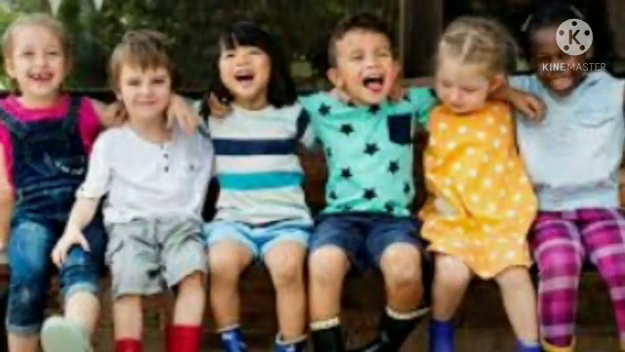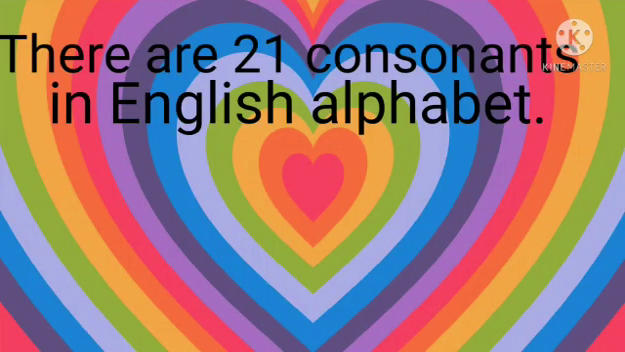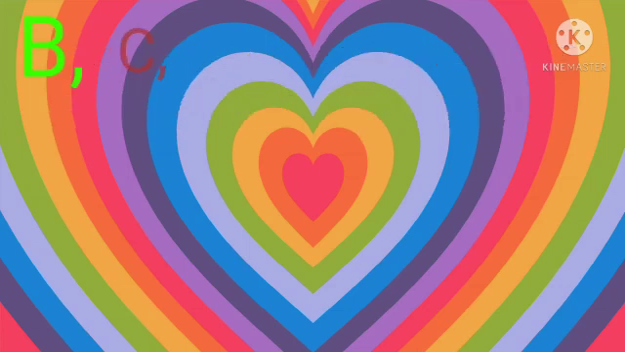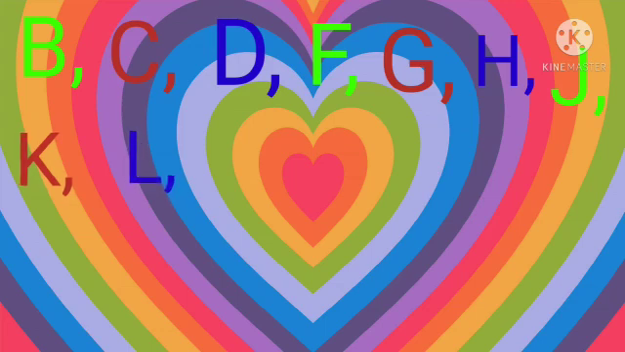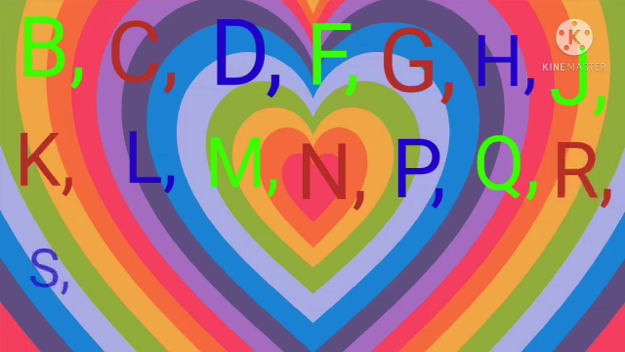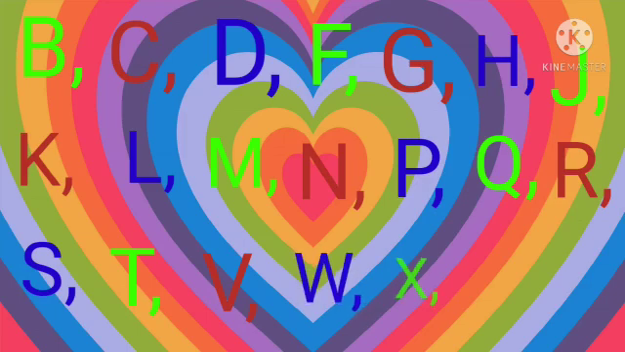Children, do you know how many consonants are there in the English alphabet? There are 21 consonants in the English alphabet: B, C, D, F, G, H, J, K, L, M, N, P, Q, R, S, T, V, W, X, Y and Z. There are 21 consonants in the English alphabet.